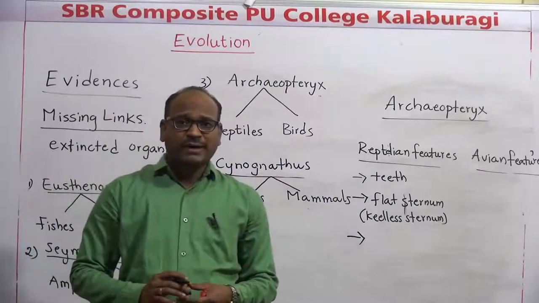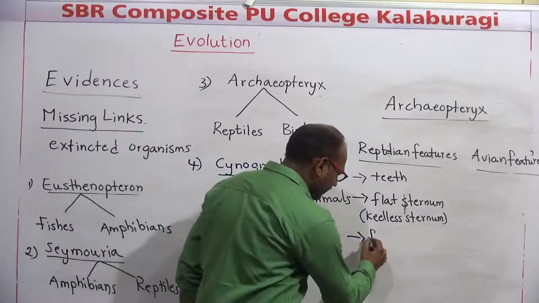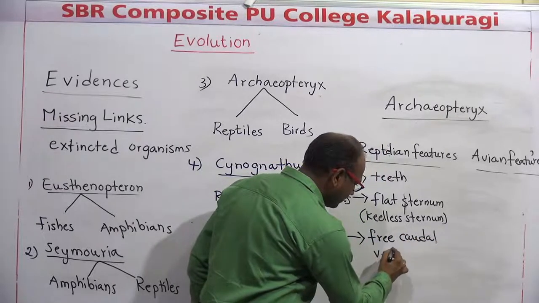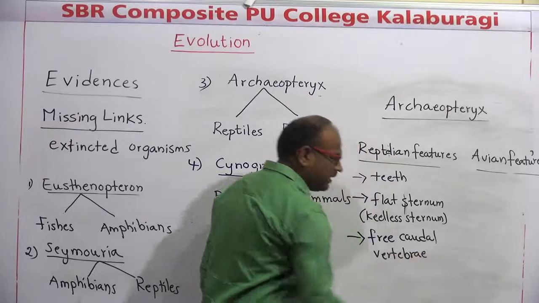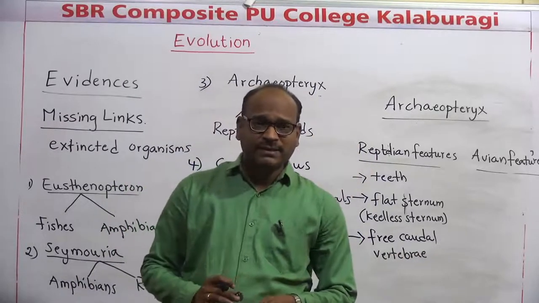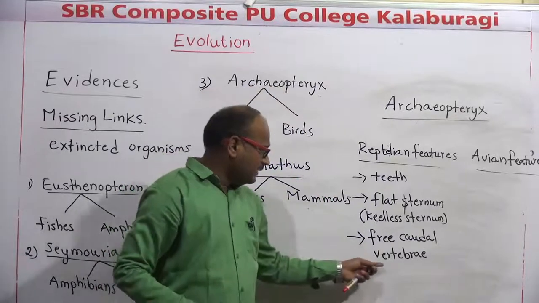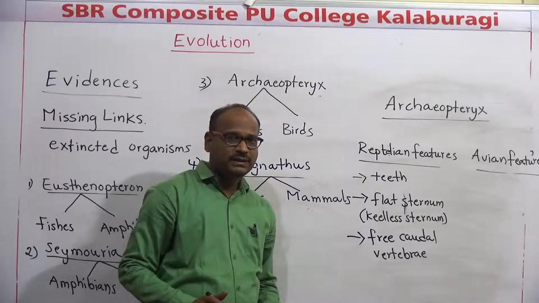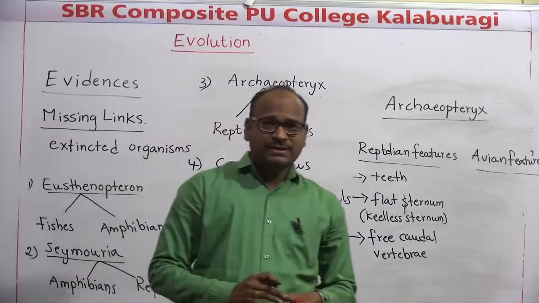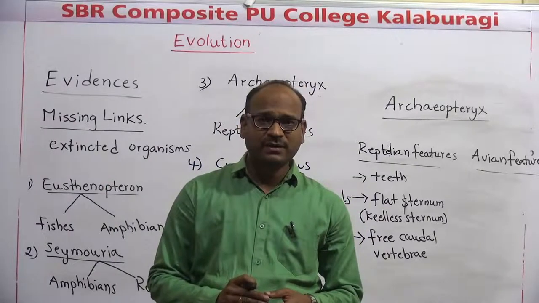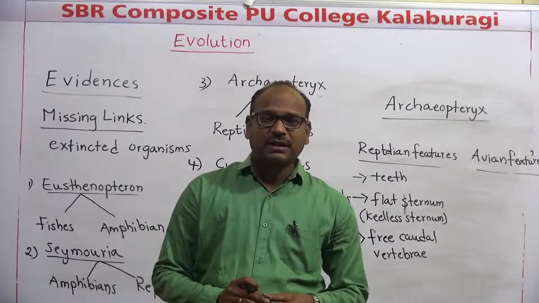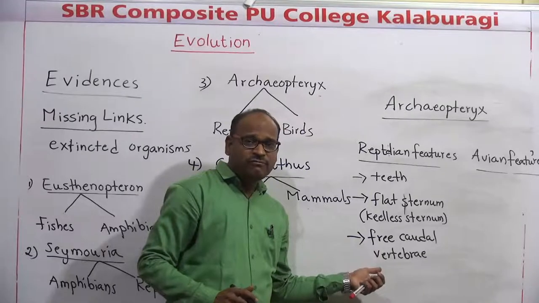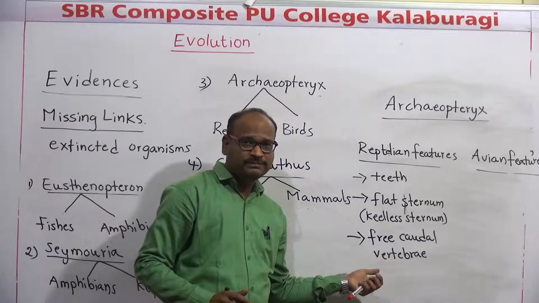Free caudal vertebrae. If you take the tail of vertebrates, in the tail region also vertebrae are present. In lower vertebrates, the fishes, the tailed amphibians, and in the reptiles, vertebrae in the tail, they are free. They are not fused with each other.